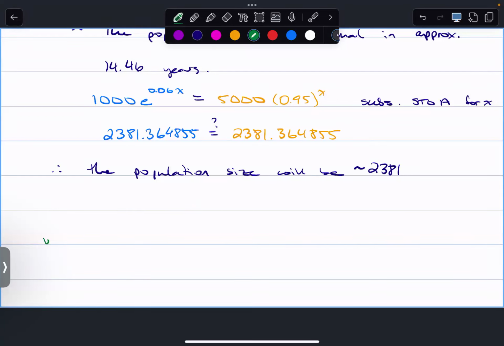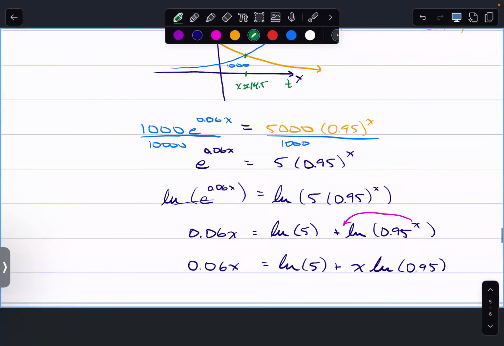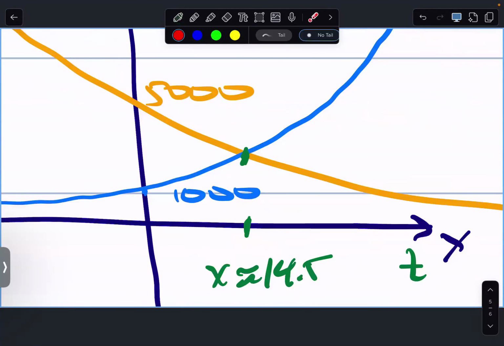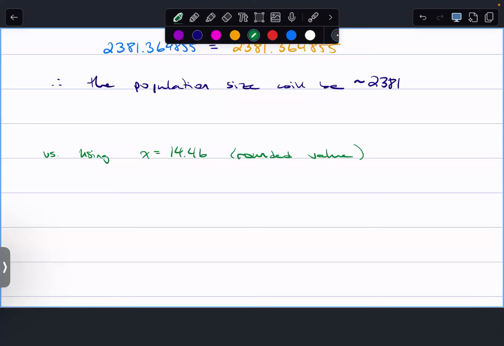Let's see, versus using x equals 14.46, the rounded value. Do you expect the answers to be exactly the same? Not really, right? Because that would be the same as looking at the point, well, in my fake diagram here, 14.46 is just to the left of the intersection. But I'm curious to know if there's going to be a visible difference on our calculator. So let's try it.